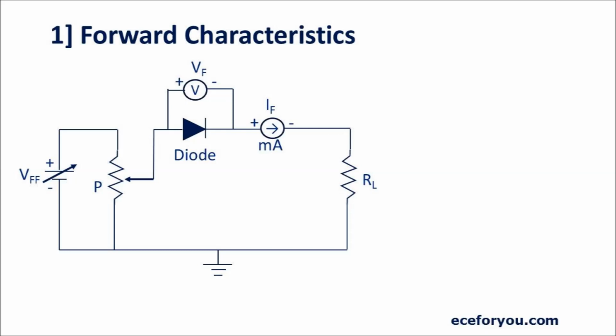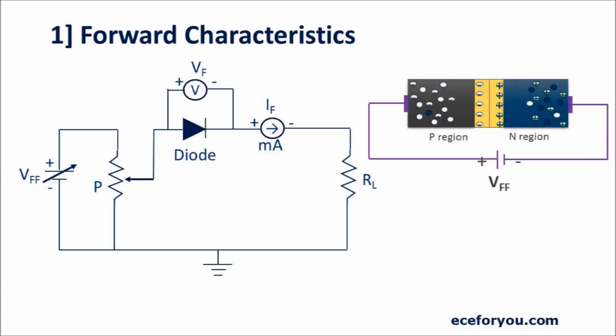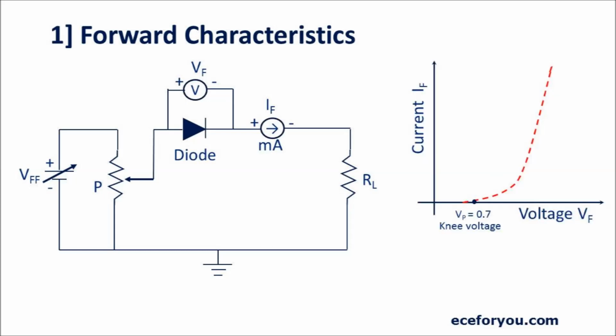The load resistance RL is used in the circuit to limit the current through the diode. A voltmeter is connected across the diode to measure the voltage. A milliammeter is also connected to measure the current in the circuit. To plot the characteristics, the voltage across the diode is increased gradually and the corresponding increase in the current is noted. The graph is plotted by taking voltage on the horizontal axis and current on the vertical axis.